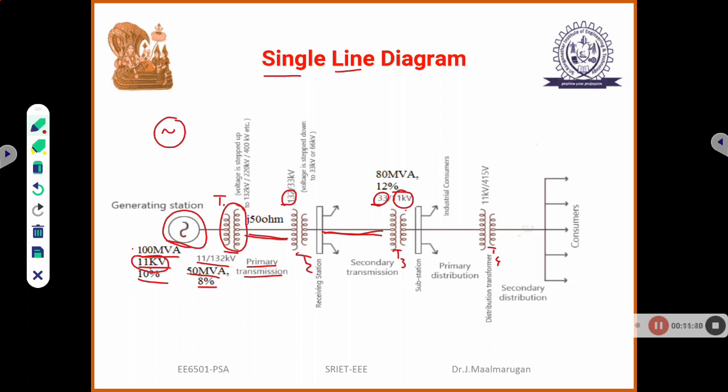This one is nearby your house. The 11 kV nearby is received by the consumer at 450 volts, that is three phase. The consumer will utilize the power.